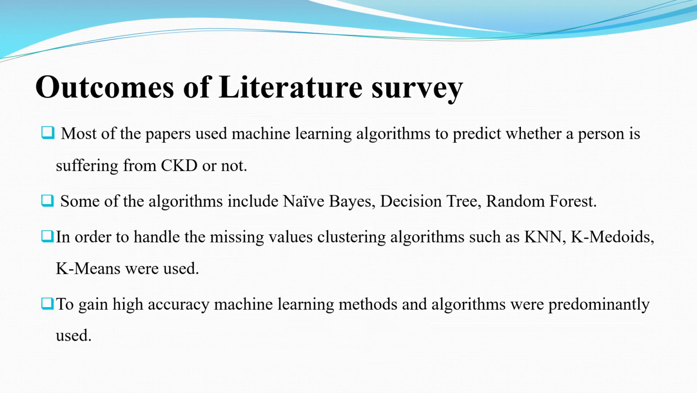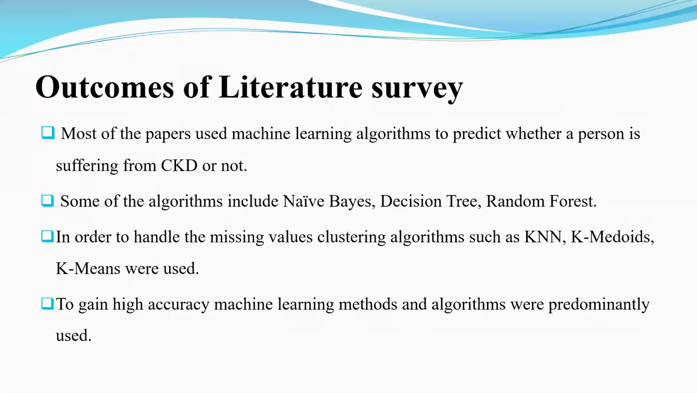In order to get some idea or knowledge about CKD, we went through a literature survey. Some of the outcomes of the literature survey are as follows. Most of the papers used machine learning algorithms to predict whether a person is suffering from CKD or not. There are many different types of machine learning algorithms, such as supervised and unsupervised machine learning algorithms. Since our project is to predict whether a person is suffering from CKD or not, we mainly used classification algorithms. Some of the classification algorithms include naive Bayes algorithm, random forest algorithm, and so on.